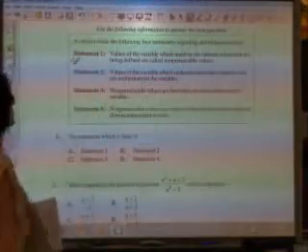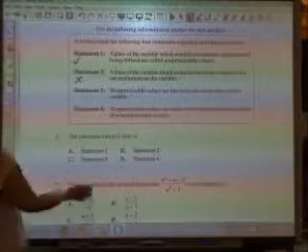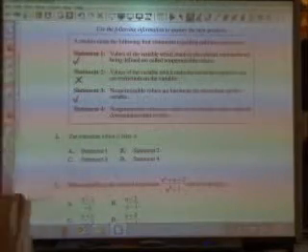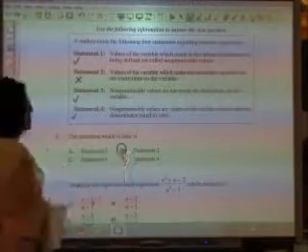The values of the variable which make the numerator equal to 0 are the restrictions on the variable. False. It's not the numerator, it's the denominator. Statement number 3, non-permissible values are known as the restrictions on the variable. That's true. And non-permissible values are values of the variable which make the denominator equal to 0. That's true. So the statement that is false is B.